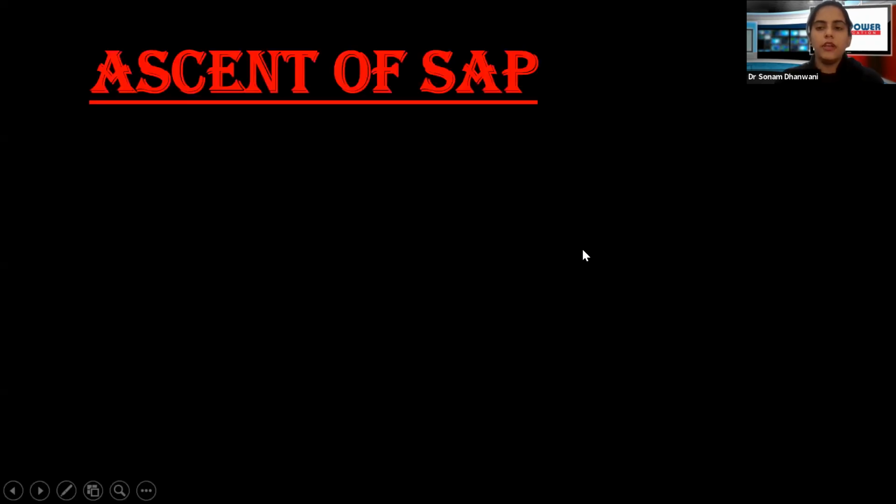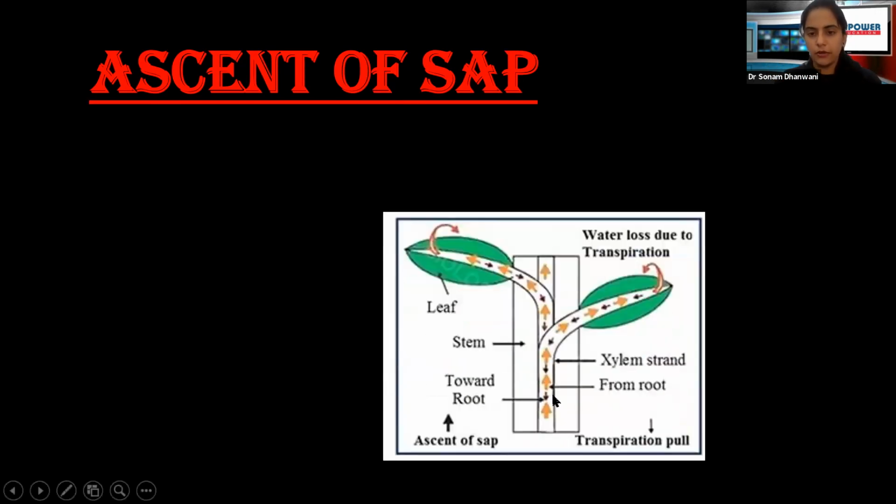Now today, a very important terminology that we are going to study is the ascent of sap. Now what is ascent? Firstly, the meaning of the word ascent is movement upwards. As the name says, it means movement upwards. Now look at this picture. What can you make out from this picture is happening in the ascent of sap?